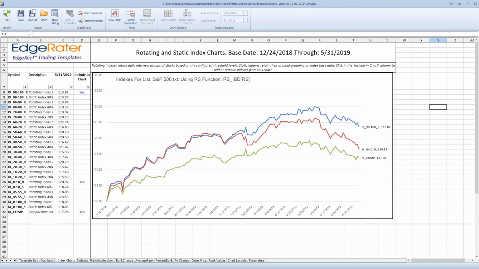Okay, so these are the indexes that we said we just want to have on the chart to start with. The 90 to 100 rotating index, the 0 to 10 rotating index, and then the comparison index. On the right-hand side, it's actually put the symbol and then a comma, and then you'll see the index value. The index value is precisely the percentage change of the average. If you take the average percentage change of all of your stocks in the index, we're starting off with a base of 100.